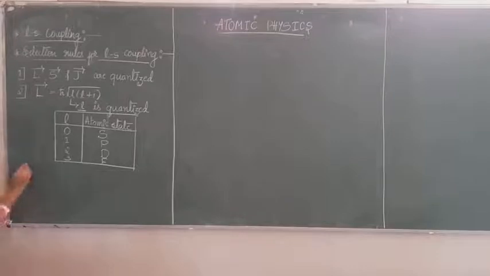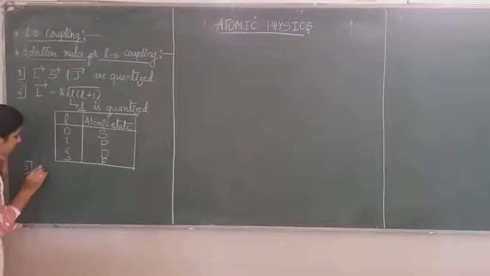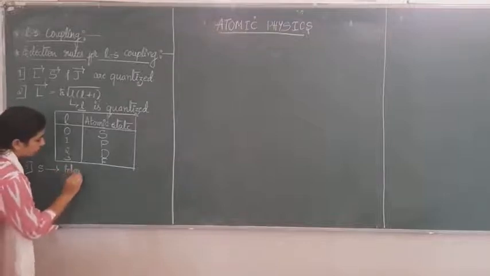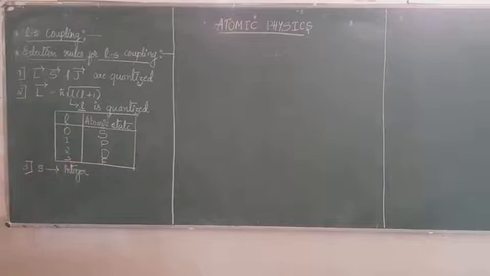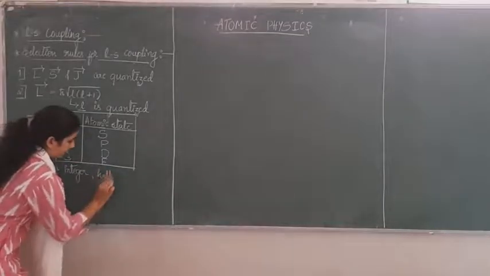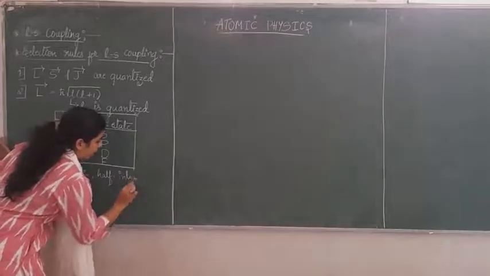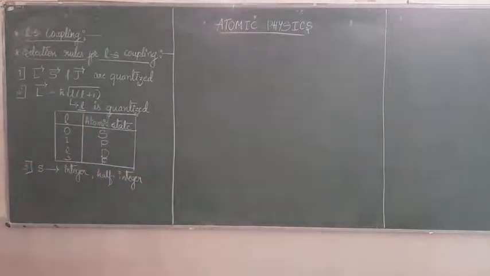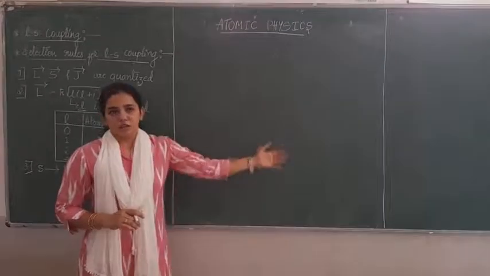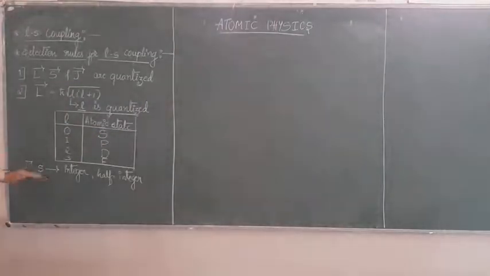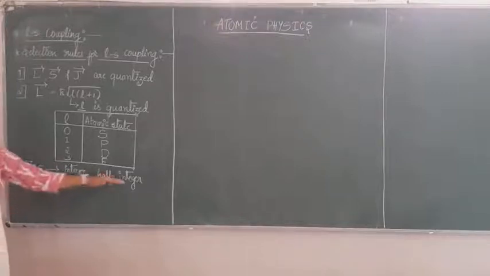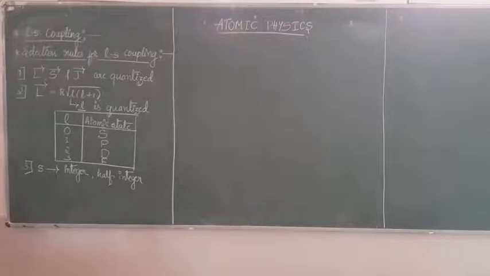So the third selection rule is that the resultant spin quantum number S can be an integer or it can be a half integer, depending on the number of electrons. These selection rules we will understand while we solve a few problems. So the resultant spin quantum number can be either an integer or a half integer. One simple example we are going to take here.